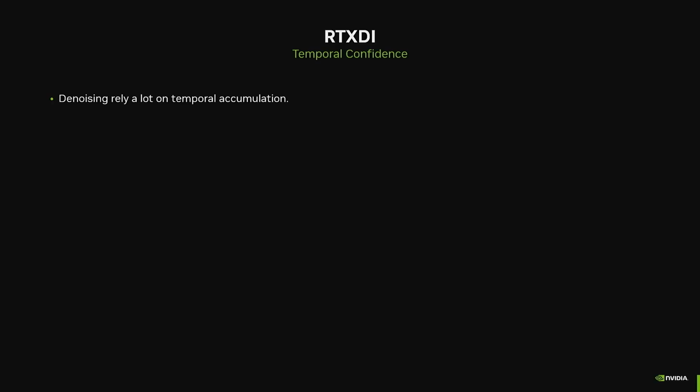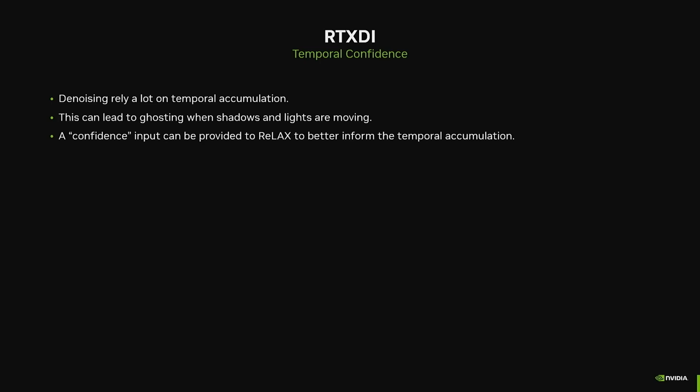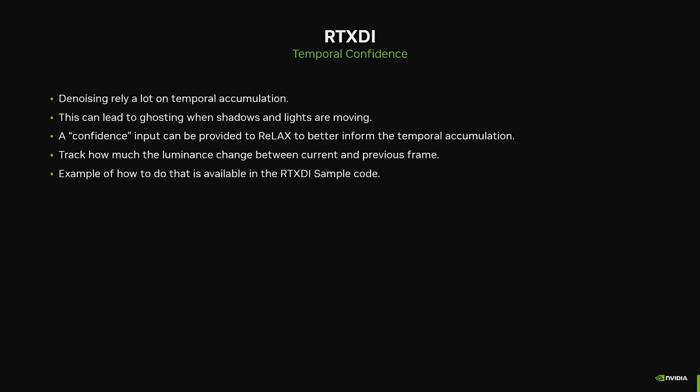One small caveat with denoising is that it relies a lot on temporal accumulation, which can lead to a lot of ghosting when we have moving shadows and moving lights. Thankfully, Relax allows us to feed it a confidence input that can better inform the temporal accumulation. So if we have low confidence, we do less temporal accumulation than if we have high confidence. I won't go into details on how we can calculate that confidence input, but basically we check how the luminance changes over frames and use the reservoir information for that as well.